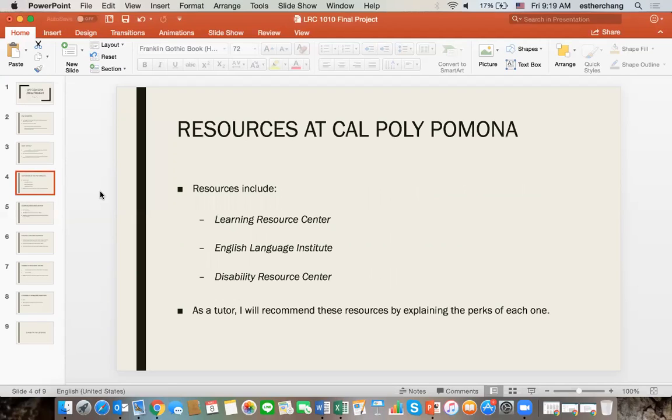So what are some resources at Cal Poly Pomona? Well, first is the Learning Resource Center. Next, we have the English Language Institute. And next, we have the Disability Resource Center. As a tutor, I will recommend these resources by explaining the perks of each one.